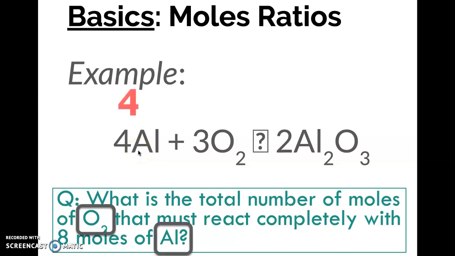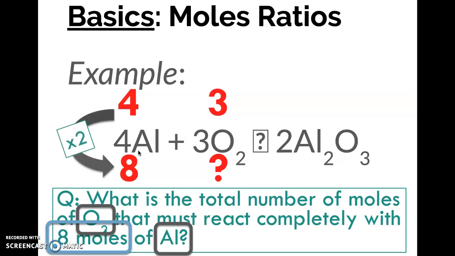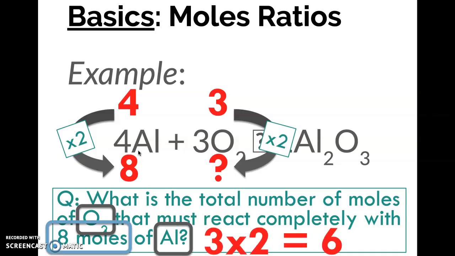So currently we have 4 moles of aluminum and 3 moles of oxygen. How do you get from 4 to 8? If you guessed multiplying by 2, you are correct. So then what would we need to do to oxygen in order to figure out how much oxygen we would need? You would need to multiply oxygen's moles by 2 as well, and you get 6. So 3 times 2 equals 6. So the question states once again, what is the total number of moles of oxygen that must react completely with 8 moles of aluminum? 3 times 2 equals 6. So we need 6 moles of oxygen in order to react completely with aluminum.